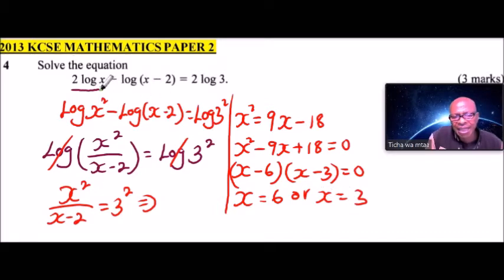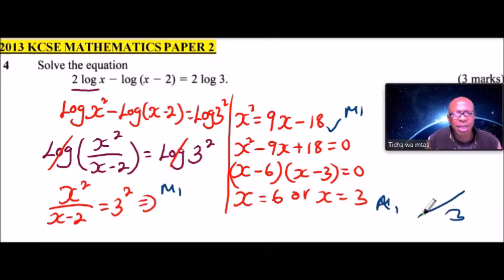If you substitute the value of x to be 6 here, you'll find they are the same. Or if you substitute 3, you'll still find that they are the same. So that is how you work it out. If you get to this point, let's go to the marking wording: you get a method mark. Then if you're able to remove the logarithm, you get another mark, and you get a mark for the answer. This is the answer mark. So you get a total of 3 marks. That's how you work out that question.